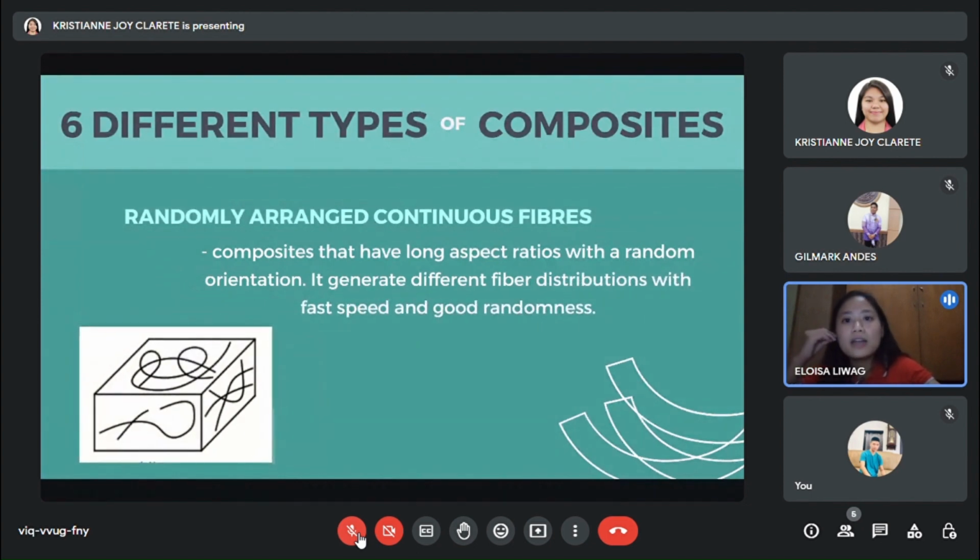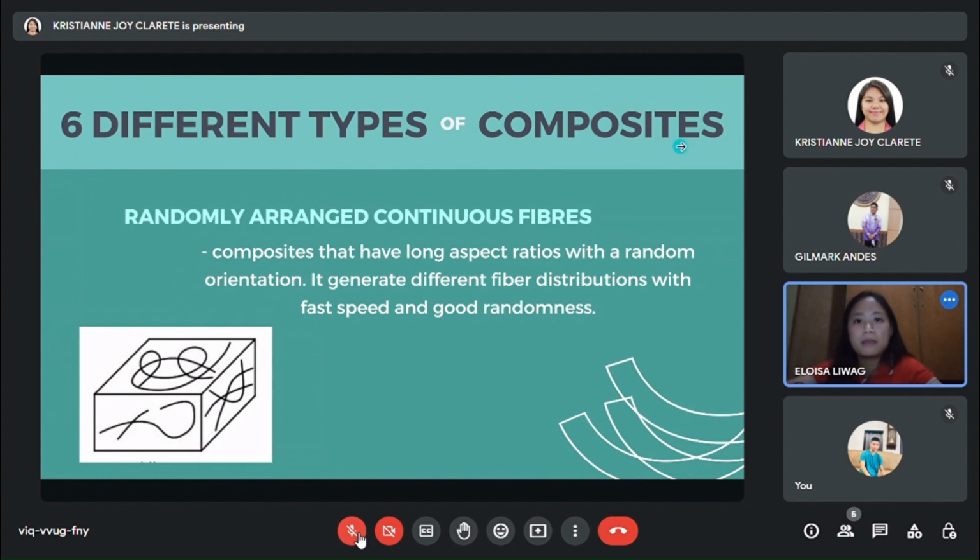The next one is the randomly arranged continuous fibers. Composites that have long aspect ratios with a random orientation. It generates different fiber distribution with fast speed and good randomness. An example of this is the wind turbine, like what is used for power generation. And also the boat.